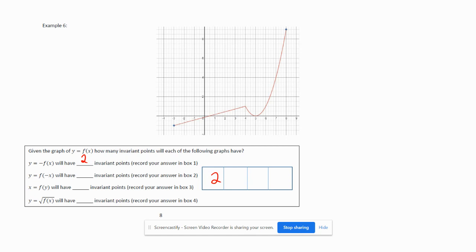y equals f of negative x will have blank invariant points. Okay, but look at this guy. This is going to be a reflection in the y-axis. So therefore, my y-intercepts here, I only have one of them, will be my invariant point in this case.